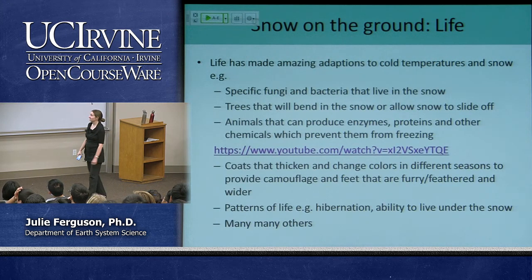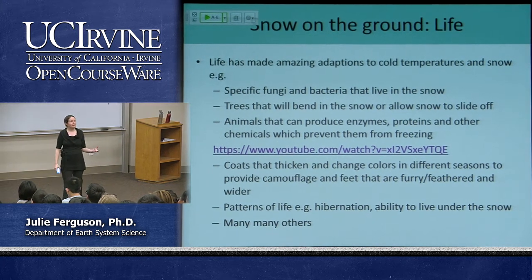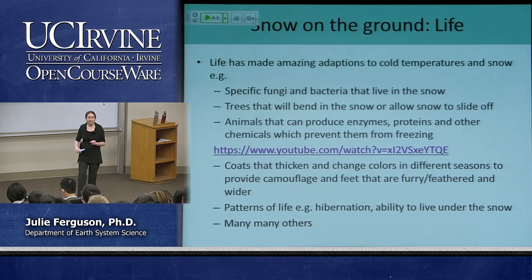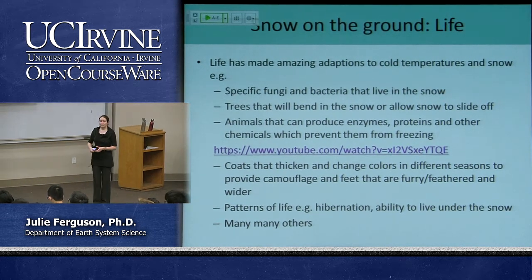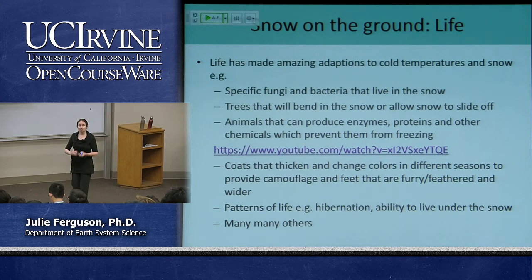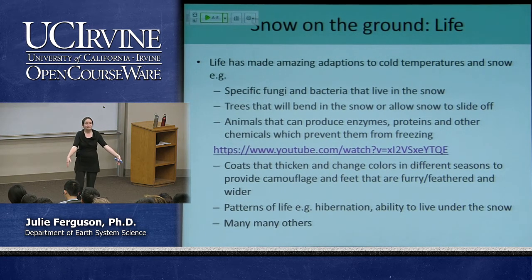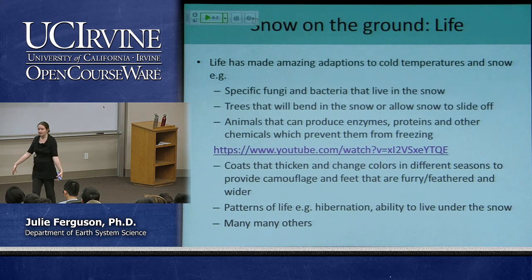So here are some things that life can do. We have special fungi and bacteria that actually can live in the snow. They're especially adapted to do that. Have you ever noticed the shape of trees? In these really mountainous regions, they tend to look like that, and they have branches that bend down. A lot of your Christmas trees have branches that will bend downwards. And that's to deal with the weight of that snow and that ice.